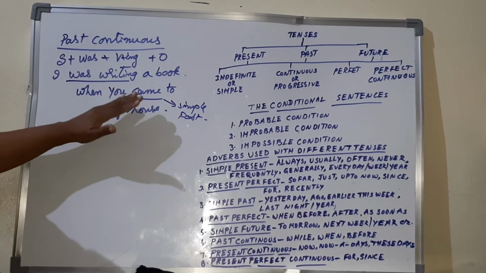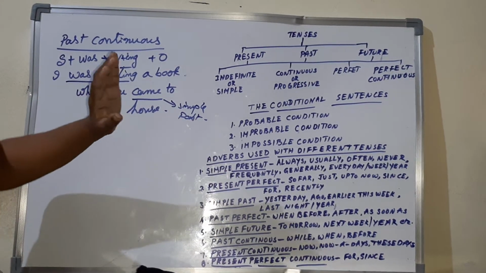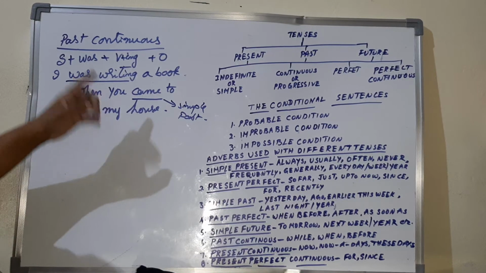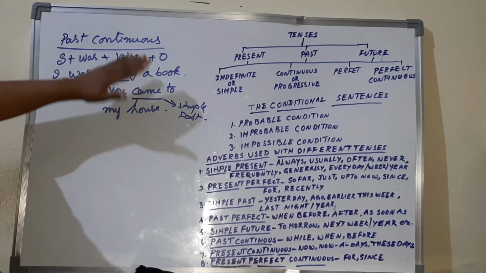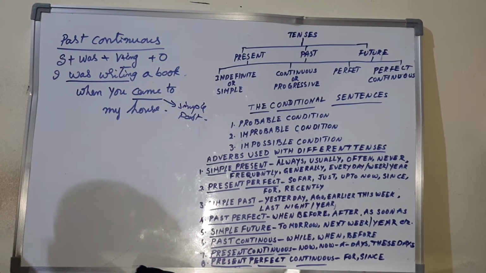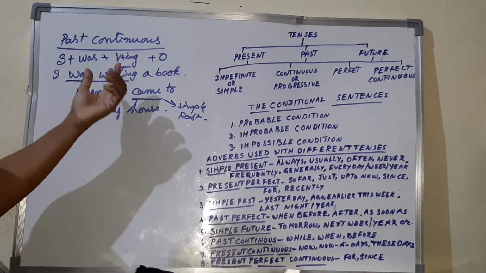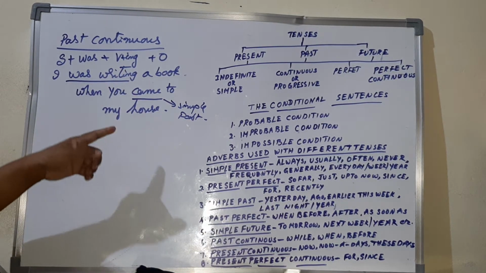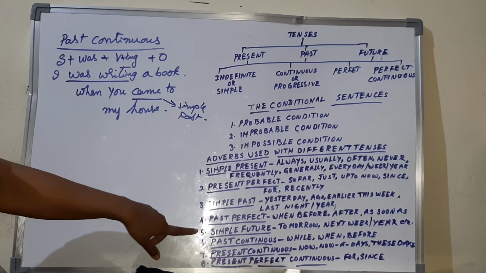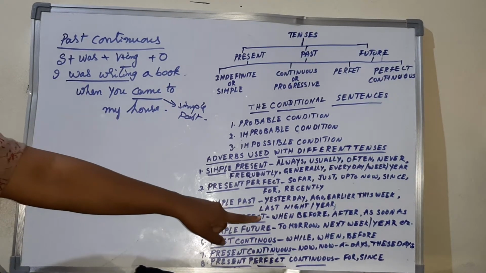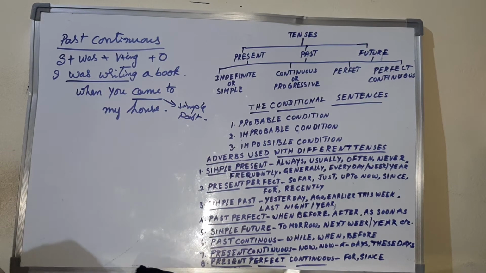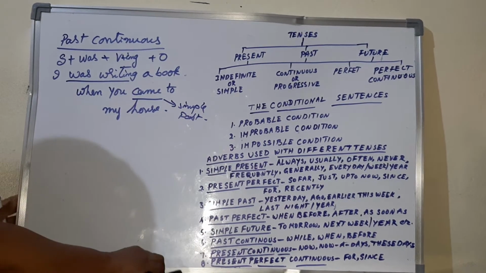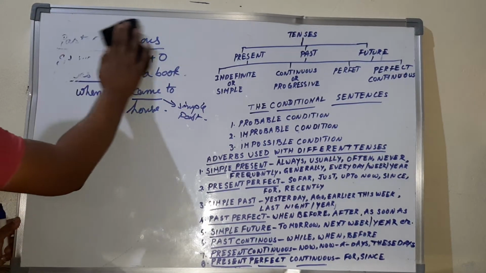Only past continuous is always an incomplete sentence. Along with simple past, we use past continuous tense. For combining this past continuous and simple past, we use some words. What are these? While, when, before. Yes.